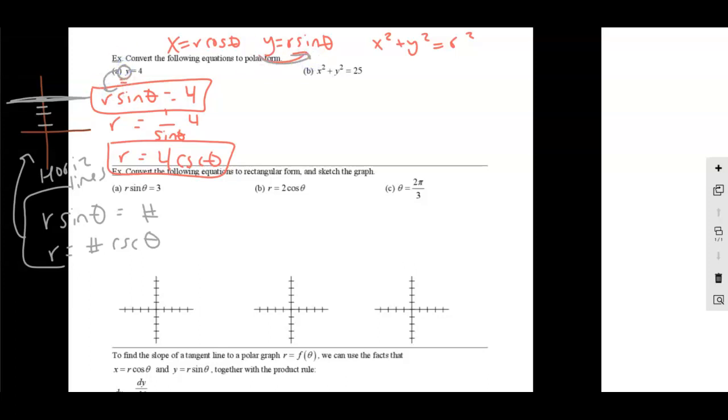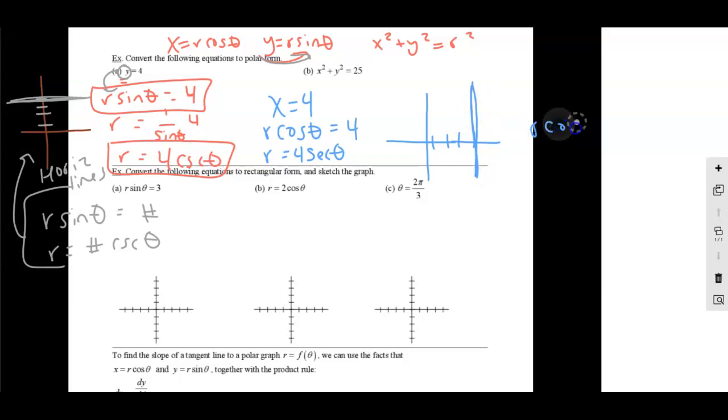There we go. If instead it would have been x, right? If I had x equals 4, then I would have r cosine theta equals 4, or I could have r equals 4 times the reciprocal of cosine, which is secant. So something like this would end up being a vertical line.